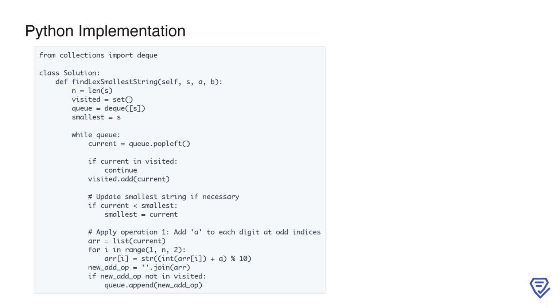variable. Then, we implement the first operation, where we add the integer a to each digit at the odd indices of the string. Using a loop, we modify the appropriate indices, keeping the new digits within the range 0 to 9 using modulo 10 arithmetic. Finally, we join the modified list back into a string and append it to the queue if it hasn't been visited already.